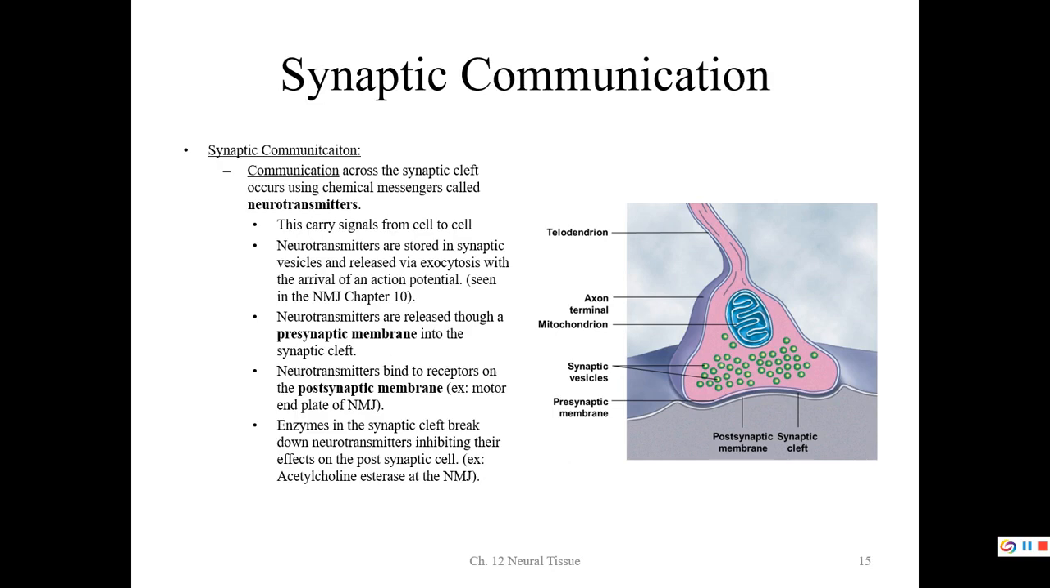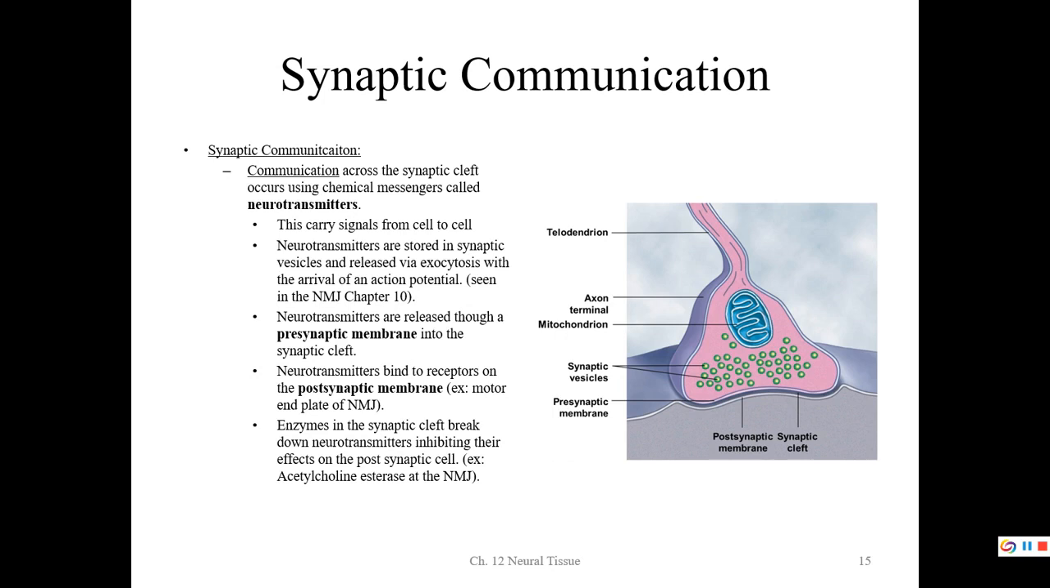Now, the language of a neuron is basically neurotransmitters. That's what they use to communicate. It's a chemical messenger, kind of like hormones for glands. Neurotransmitters are for neurons. Okay, they carry signals from cell to cell. What I like to describe it as is like one runner passing the baton to another runner in a relay race in track. That's what a neurotransmitter does. One neuron releases a neurotransmitter to another cell, and that transmits the signal to the next one.